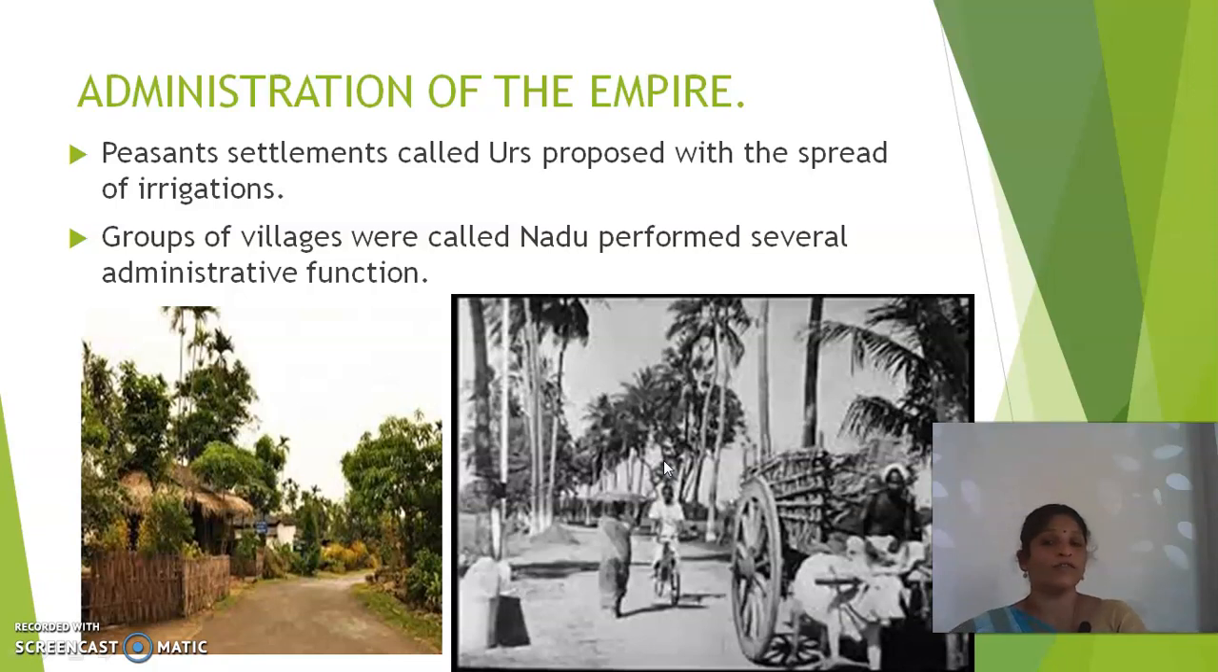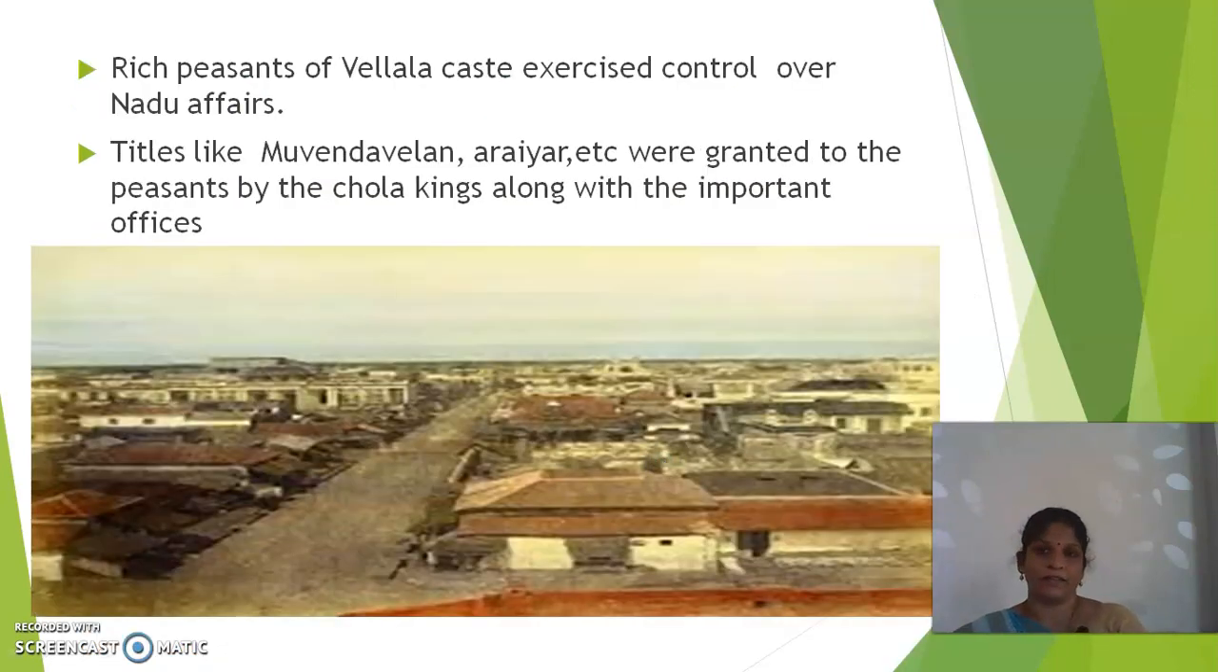Okay, groups of villages were called Nadu. Yes, underline these words in your book. Groups of villages were called Nadu, and they performed several administrative functions. Rich peasants, that is farmers, were called Velala. Peasants of the Velala caste exercised control over Nadu affairs. So the large, rich peasants controlled the places called Nadu.